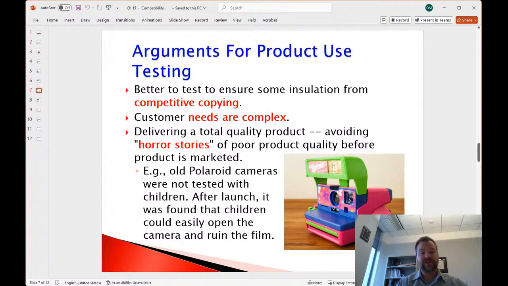When they started doing this, they found that kids could open up the film very easily. And what it means is people would try to take pictures, but kids could just press a button, and the film would pop out, and it's all ruined. And so that was something that they really needed to do product use testing to ensure that it was safe from kids, essentially.